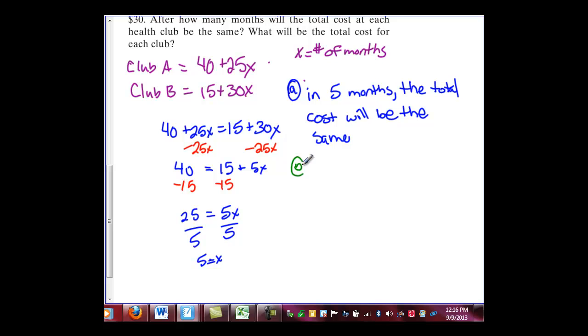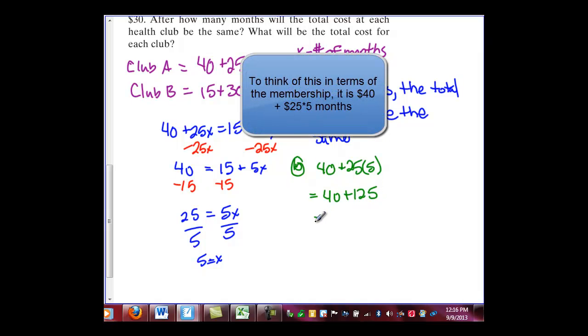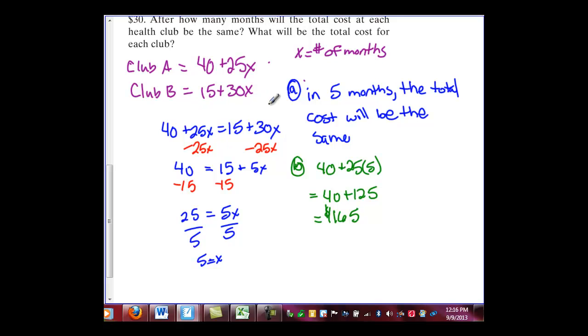So for the second part, to determine how much, I'm going to pick Club A because it's the first one. So we have 40 plus 25 instead of the x. We're going to plug in the 5. So that's going to give us 40 plus 125, or 165. So $165. We could plug into Club B to make sure it's the same. I'll go ahead and let you know it is. Is that one okay? Yeah.